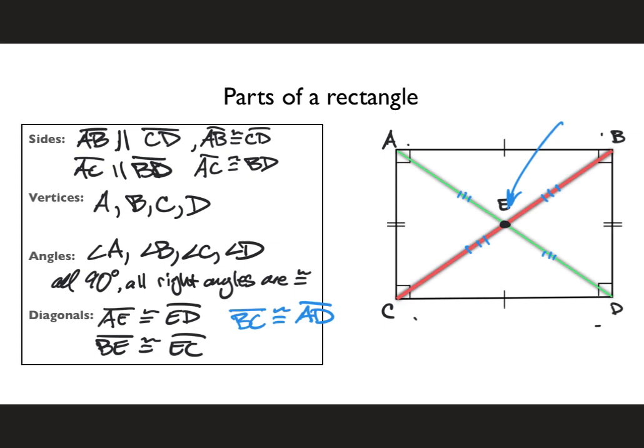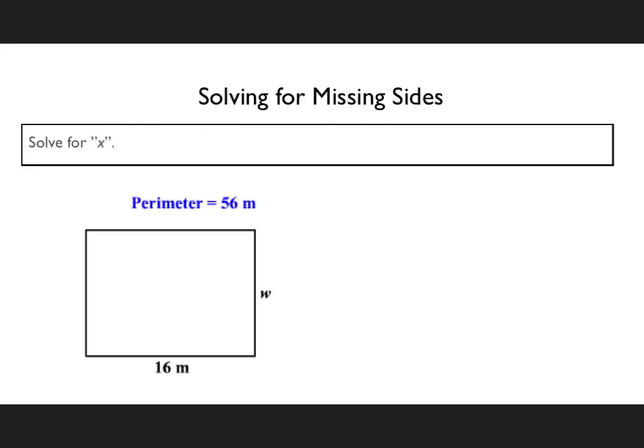All right. So, sample problem. Solve for missing sides. So based on what we know of rectangles, we should be able to solve for, this is a solve for X type problem, where in this case X is W, right? We're trying to find this. They said our perimeter is 56. Our perimeter is really just the four sides of the rectangle added together.